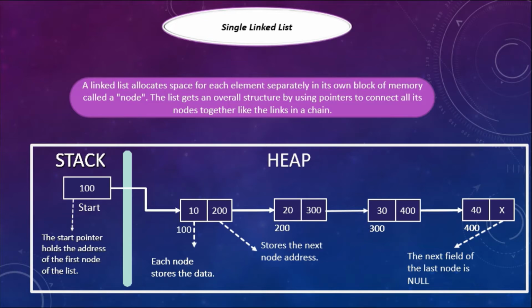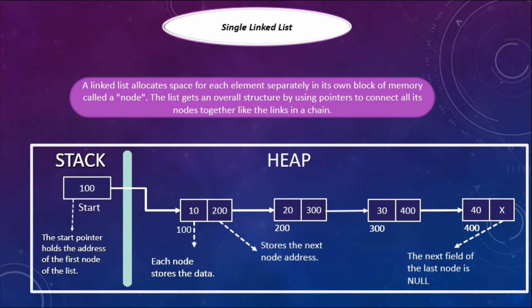The beginning of the linked list is stored in a start pointer which points to the first node. The first node contains a pointer to the second node, and the second node contains a pointer to the third node, and so on. The last node in the list has its next field set to null to mark the end of the list. Code can access any node in a linked list by starting at the start node and following the next node pointers.